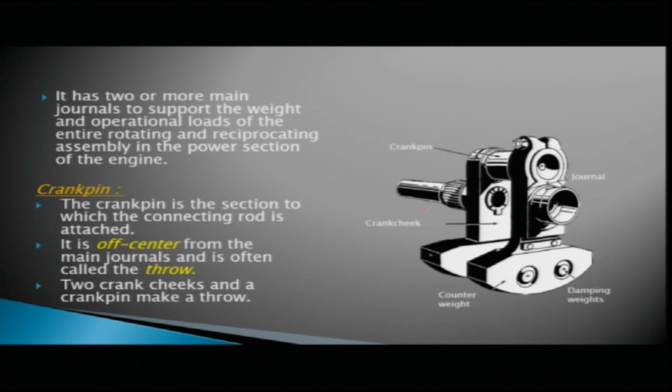Coming to the crank pin, this is your crank pin. It is the section in which the connecting rod is attached. So you have the connecting rod which is attached on the crank pin. It is off center from the main journal. Here is your main journal. So this crank pin is off center from the main journal and is often called the throw. Here this is your crank cheek. So, two crank cheeks and a crank pin make a throw. This is one crank cheek, and this is another crank cheek, and this is a crank pin. Two crank cheeks and a crank pin together make a throw.